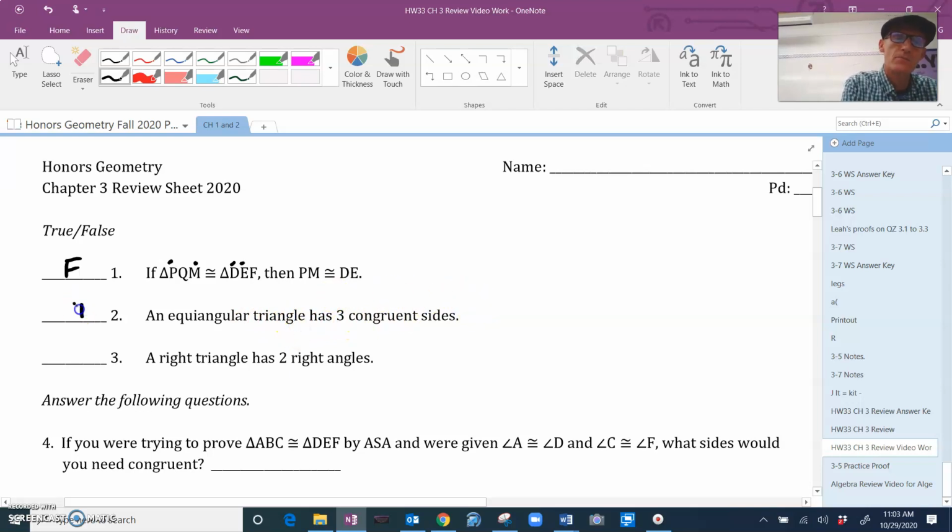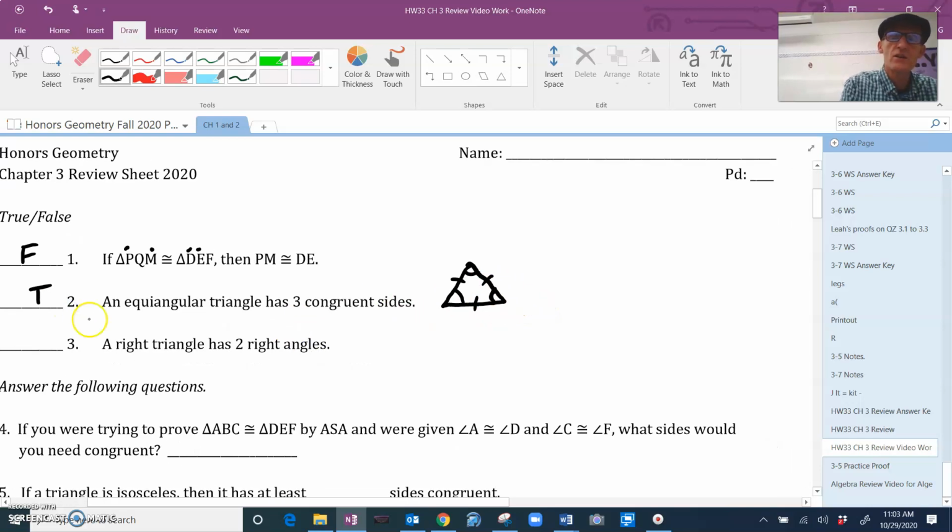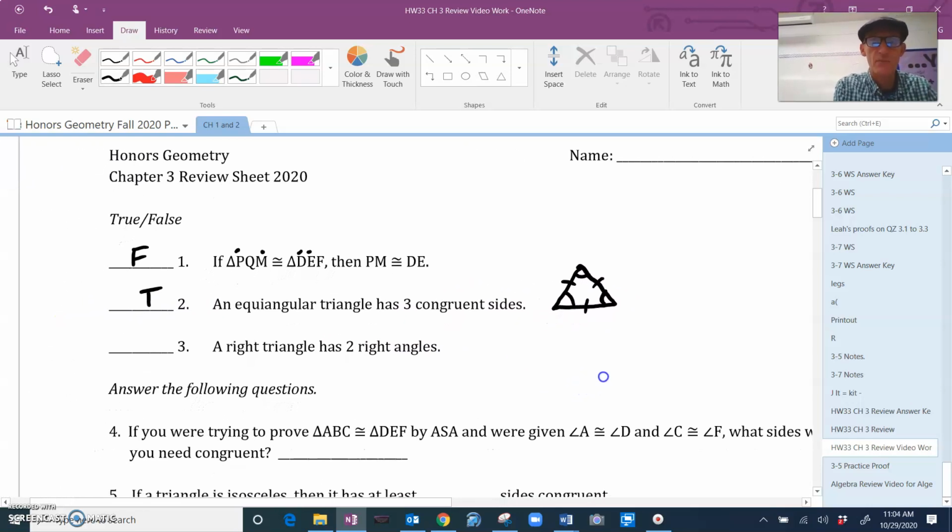Number two, an equiangular triangle has 3 congruent sides. That is true, because if the base angles are congruent, the sides are congruent. And if these angles are congruent, these two sides are congruent. So each angle is 60 degrees, which makes all the sides the same. A right triangle has 2 right angles. That is false. If that was the case, then you'd have 2 right angles here and some other angles here, but you can't have a triangle.